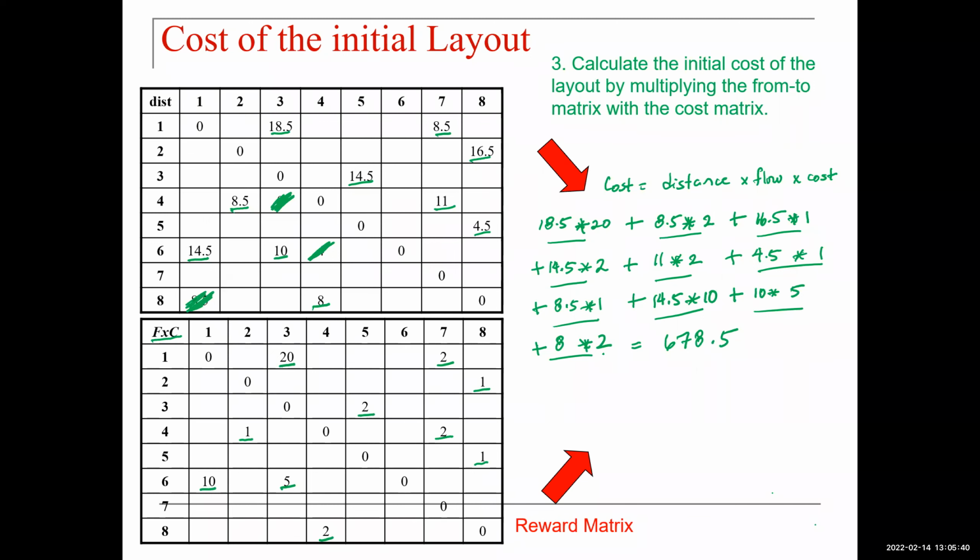Okay, so we have the initial cost of the layout. This is our benchmark. This is the initial layout. This is the information we have. We use that information to compute the current cost of the facility. Question is, we start swapping departments now, 2 ways to exchange departments. Can we find a better cost for our facility, a better configuration?